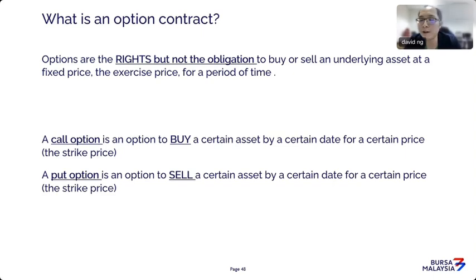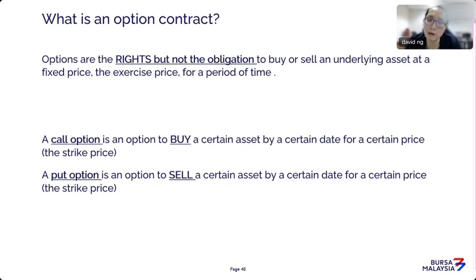So options and futures are derivative instruments. Options are slightly different compared to futures. Options are about the right but not the obligation to buy or sell a particular underlying asset at a particular exercise price within a period of time. So keep this in mind.